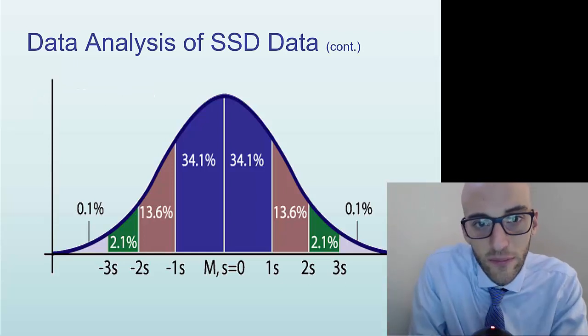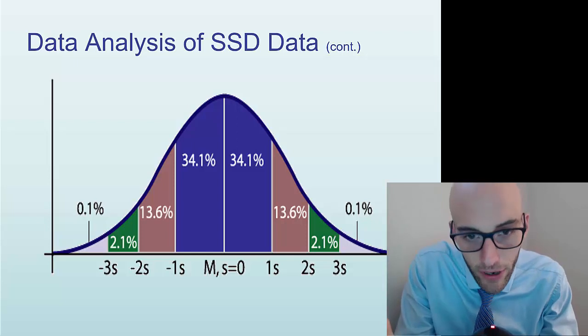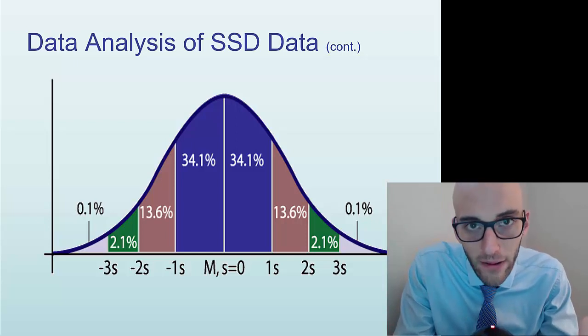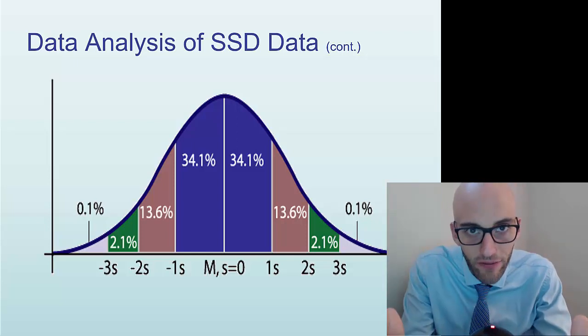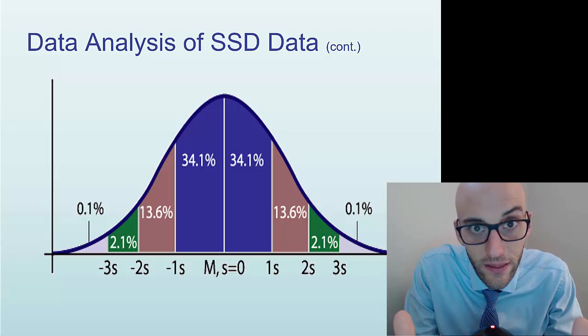So what do I mean by normal distribution? I'm sure you've all seen the bell curve before. This is a perfectly distributed bell curve that's not skewed negatively or positively. You can see that each one of the standard deviations is exactly the same from the center or the mean.